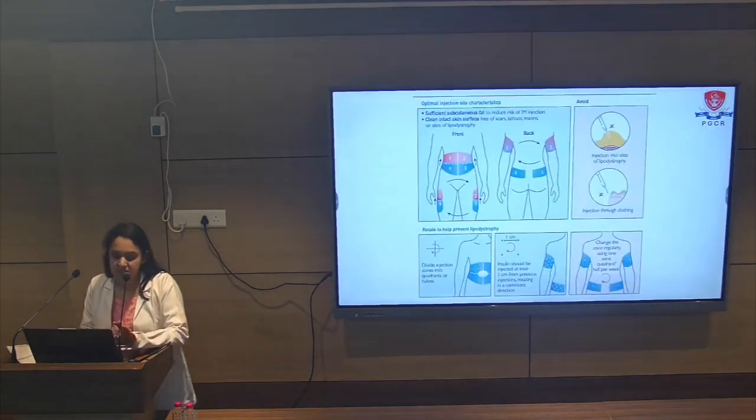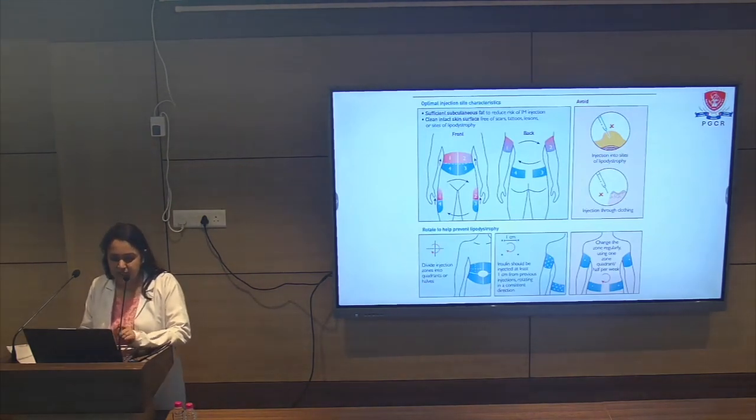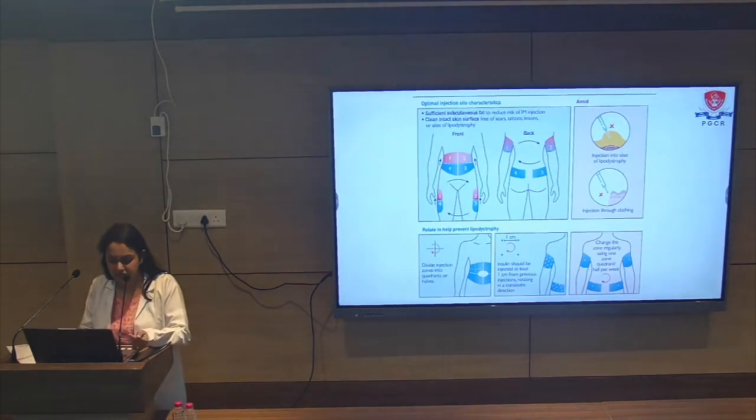Now this diagram shows the optimal injection site characteristics on the front and back. We have to rotate to prevent lipodystrophy. We divide the injection zones again into quadrants or halves. Insulin should be injected at least 1 centimeter from the previous injections, rotating in a consistent direction. We change the zone regularly, usually one zone, quadrant or half per week.